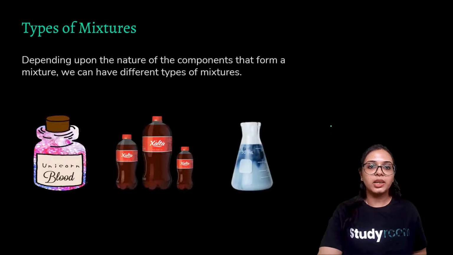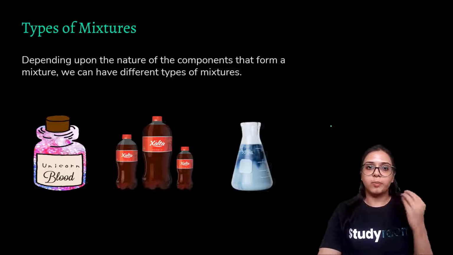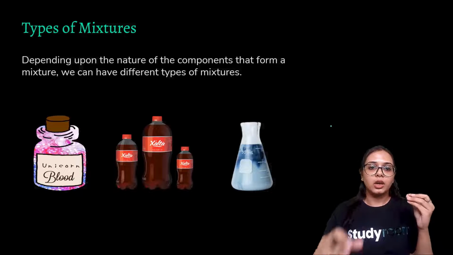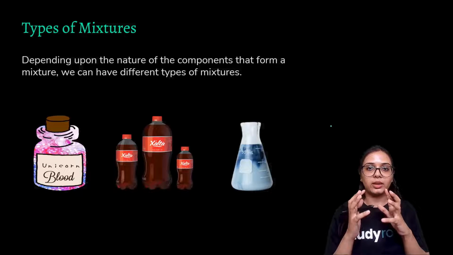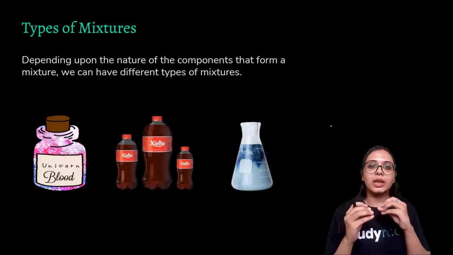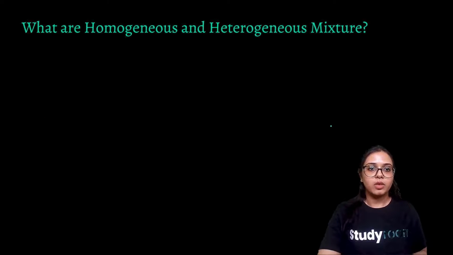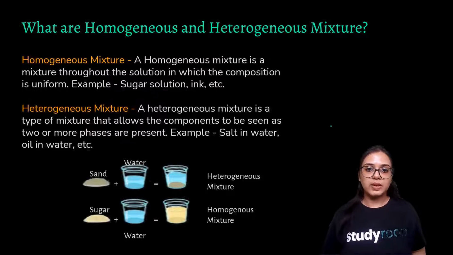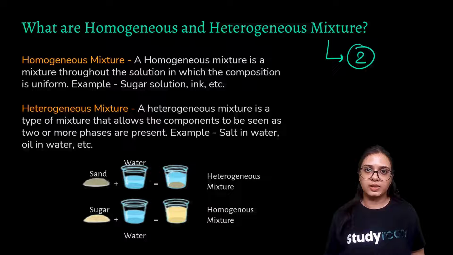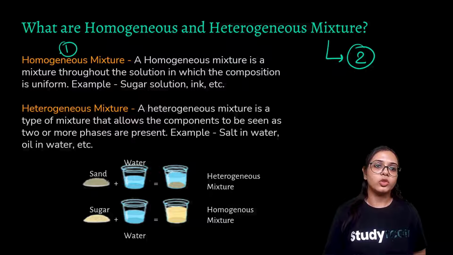Types of mixtures. Depending upon the nature of the components that form a mixture, we can have different types of mixtures. We have a lot of pure substances or impure substances, and the kind of mix or combination that you get can vary and differ. What are homogeneous mixture and heterogeneous mixture? Broadly speaking, mixtures are of two categories. One is the homogeneous mixture and the other one is a heterogeneous mixture.